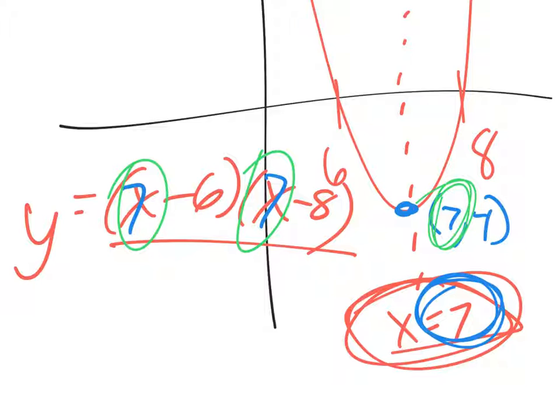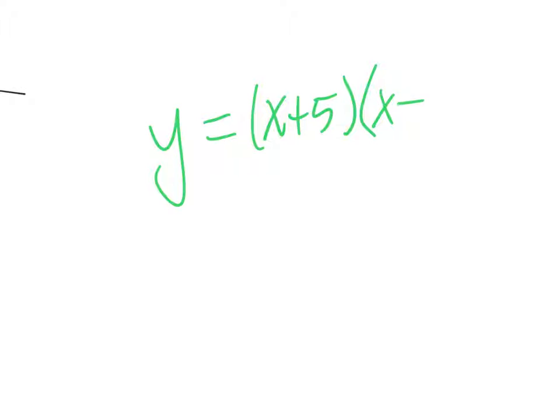All right, let's try one more like that. What are the roots? Negative 5 and positive 4. And now I'm asking what's exactly between the two of them, because that's what that dotted line down the middle is called, the axis of symmetry.